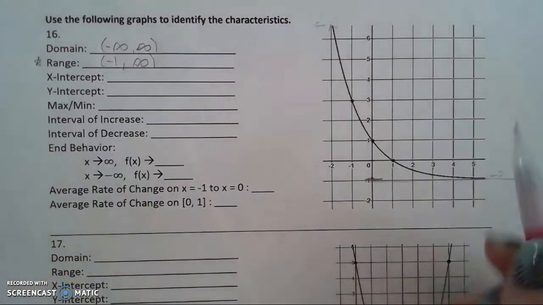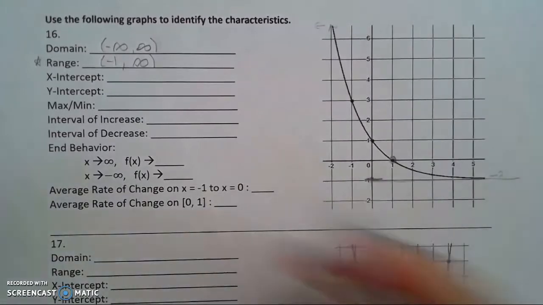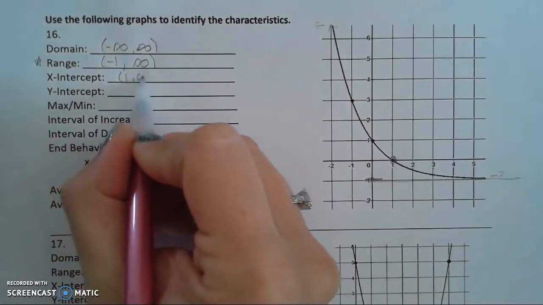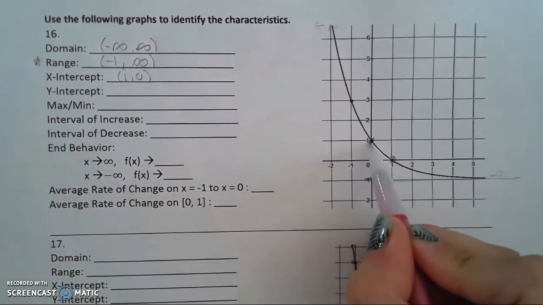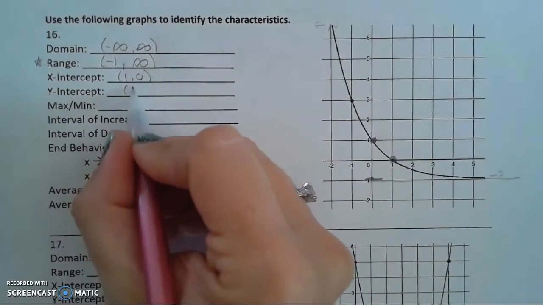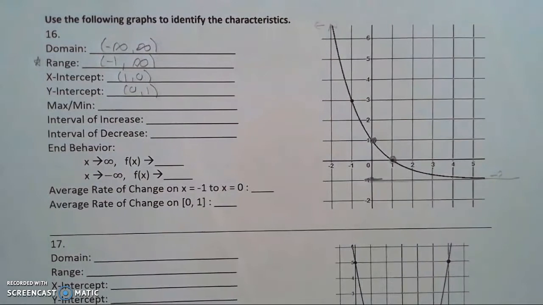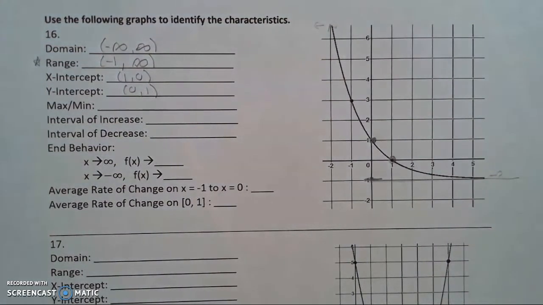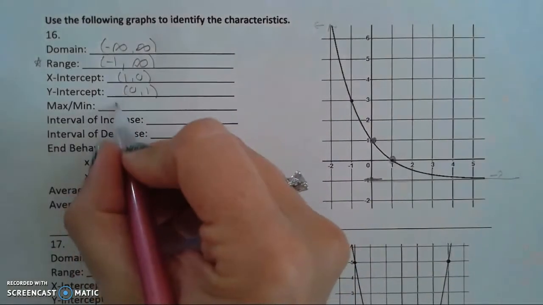This does have an x-intercept. It's where we cross the x-axis. So this is at (1, 0). We have our y-intercept here, which is at (0, 1). This one will not have a max or a min because there's arrows on both ends, which just means both the left and the right are going to keep going forever, so this is none.